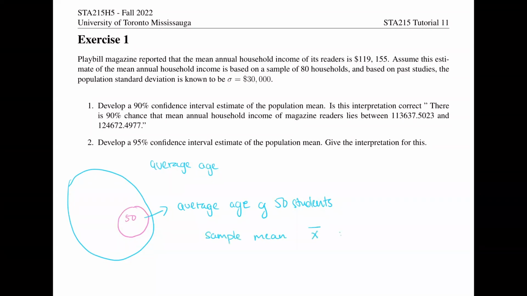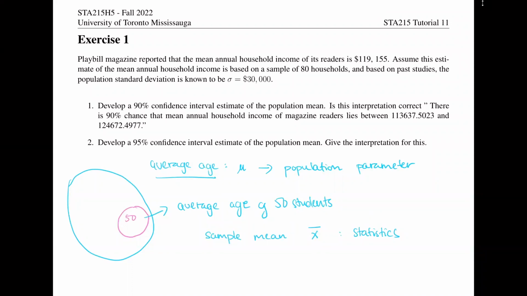And because it is computed from a sample, we call it a statistic. Whereas the average age of all UTM undergrad students is denoted by mu. It is the population parameter. Make sure to ask questions if you are not sure about any terminology or concept I'm talking about here.